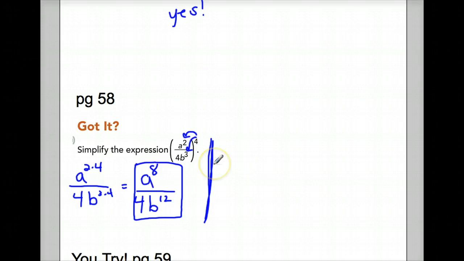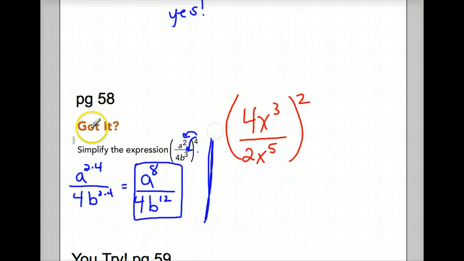Now, they're not giving you any examples of what happens when there's negative exponents, so I'm going to do one right here, and then I'm going to have you try. So I'm going to do an example here of a negative exponent. Next to your "got it," I want you to write this example. We're going to do basically another "got it" because this one has an example of negative exponents, which none of the ones in here do.